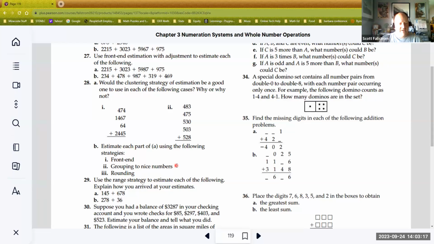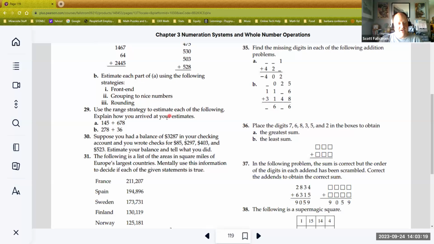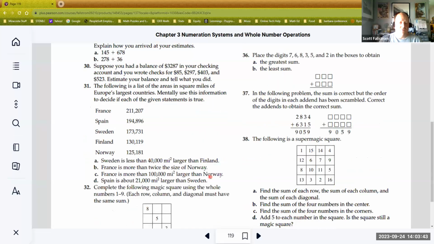Okay. Let's see here. Use the range strategy. So again, looking at the highs and the lows, figuring out what is between those. Suppose you had a balance of this in your checking. You wrote checks for this, this, this, and this. Estimate your balance and tell what you did. Okay. So you had this balance and you wrote checks. Remember, checks are kind of coming out. So to me, this question almost is a little bit of subtraction. However, you could do it as a type of addition if you're counting up, all right? Or using the change algorithm.